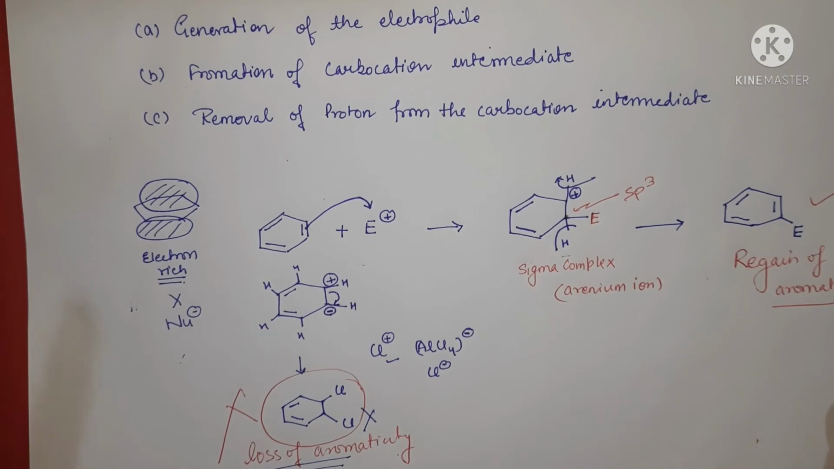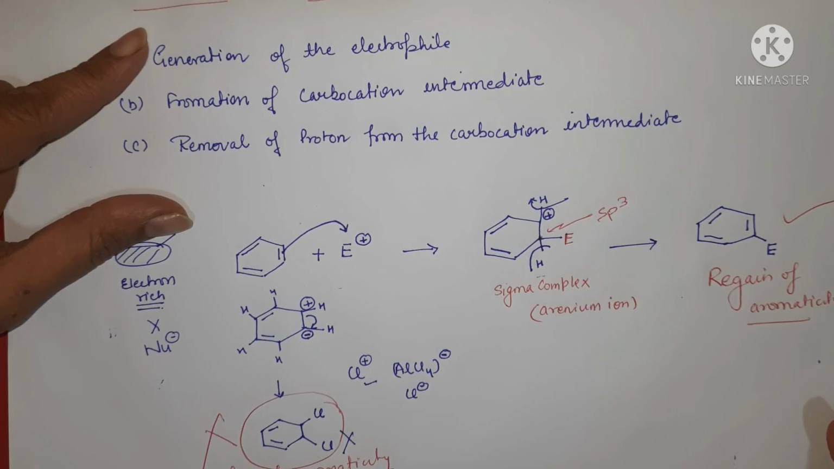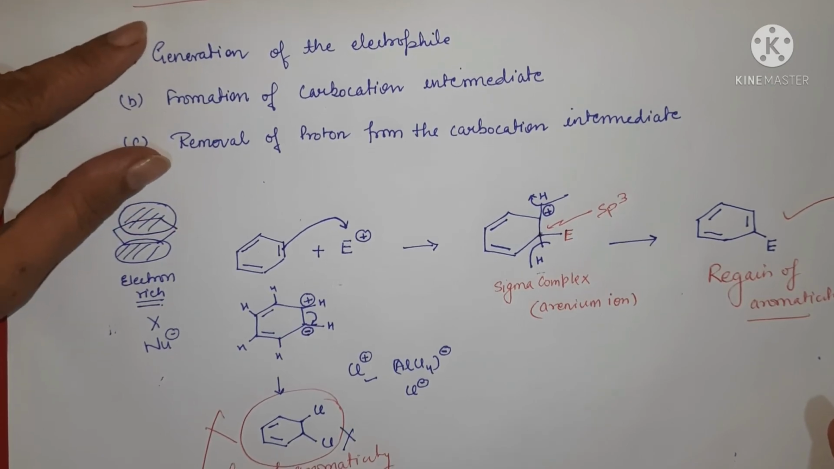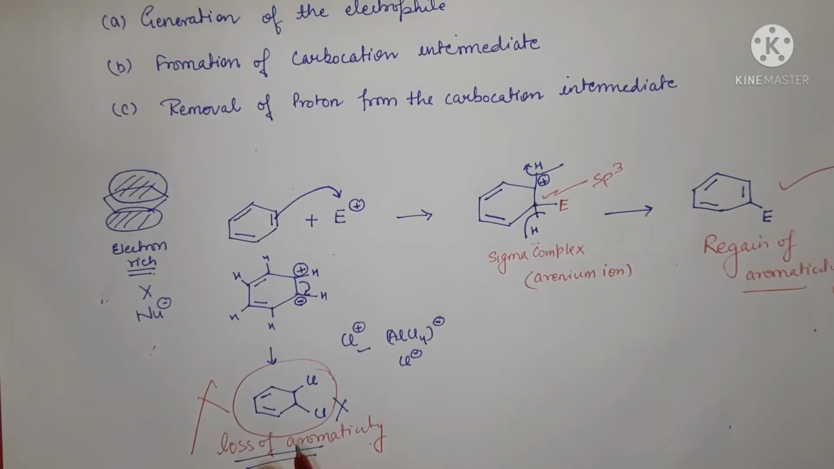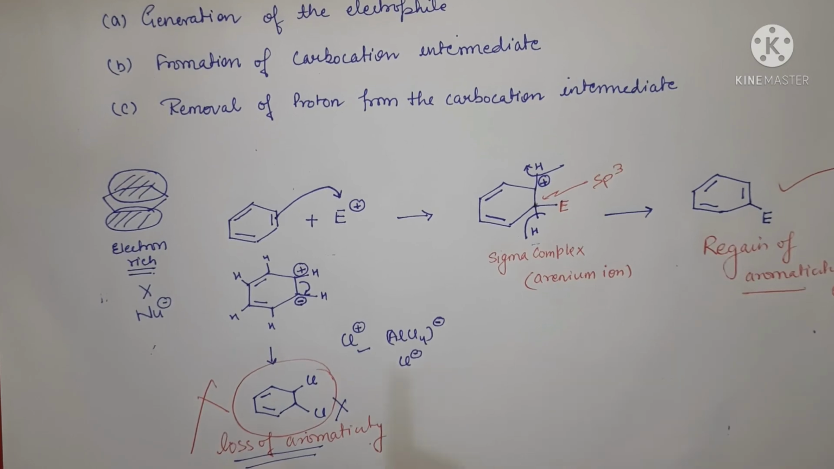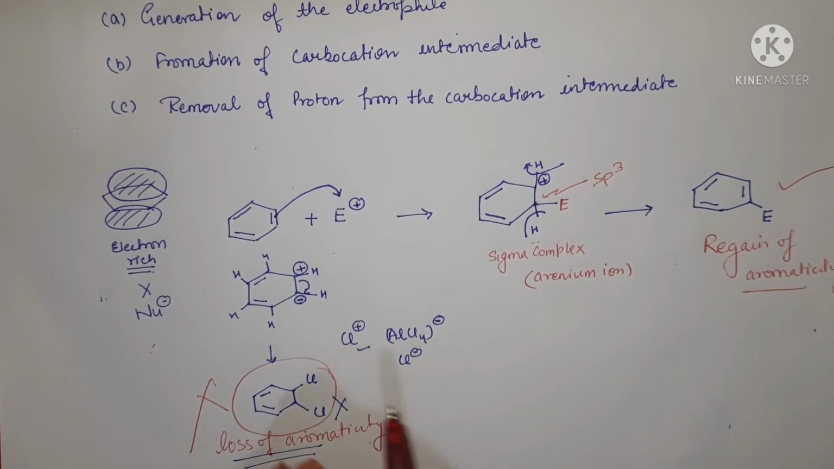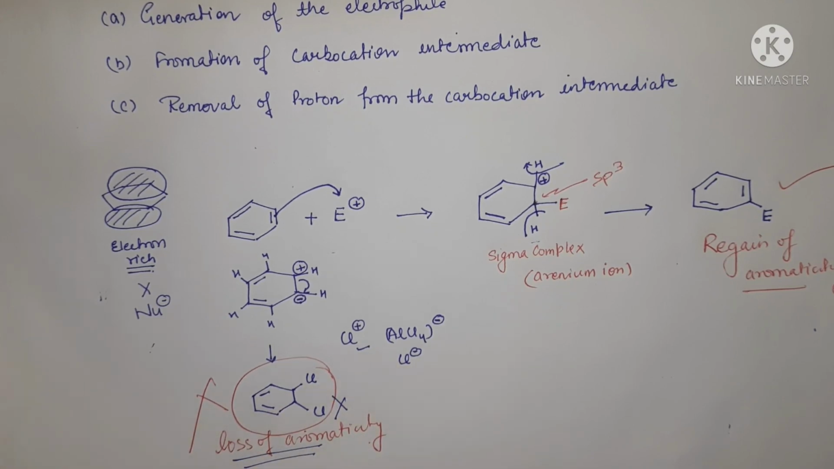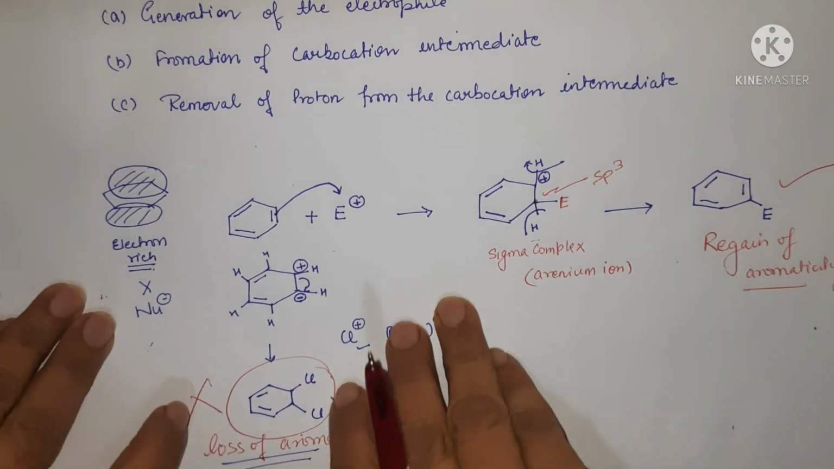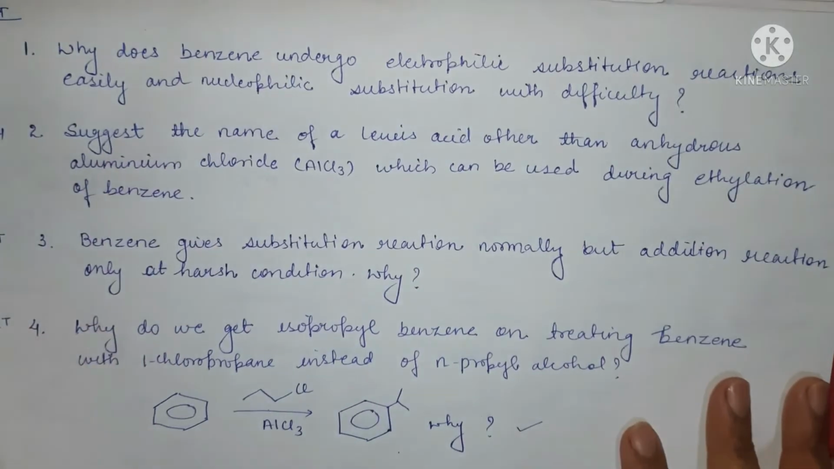So I hope that you have understood all the three steps involved here, and also you are now able to answer why we do not get this addition product and we get the substitution product. And one more thing: why are we using a Lewis acid? Because the Lewis acid helps in the formation of the electrophile by accommodating the electron density. You are clear with all these questions.